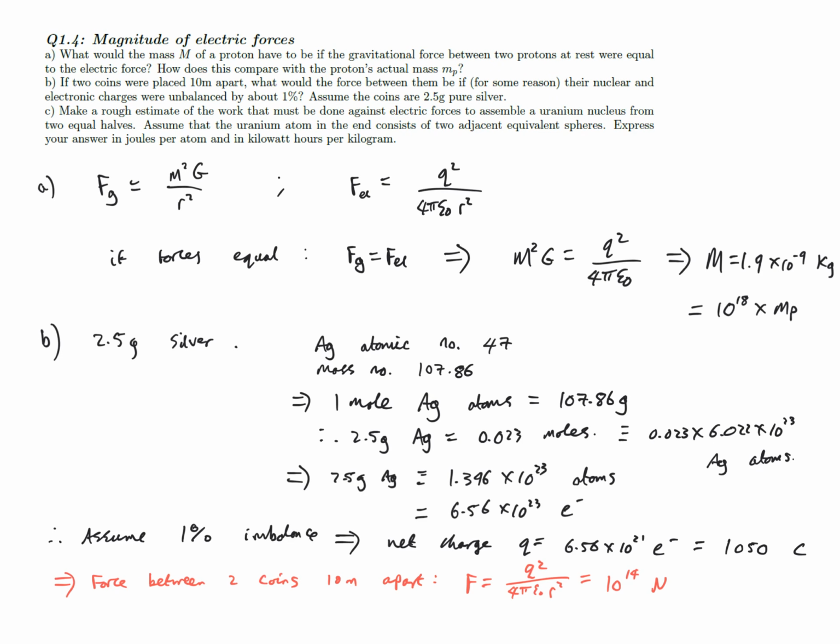That's a massive force. That's the force equivalent to the entire mass of the Earth times the gravitational constant at the Earth's surface. So it's the force between these two silver coins of 2.5 grams of silver each, if we had a 1% imbalance of charge in these coins, would be enough to lift the weight of the Earth. Okay, so all of that is just to illustrate that electric forces are pretty strong in comparison to gravitational forces.